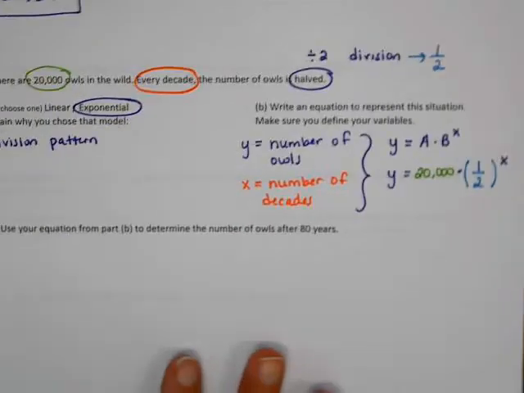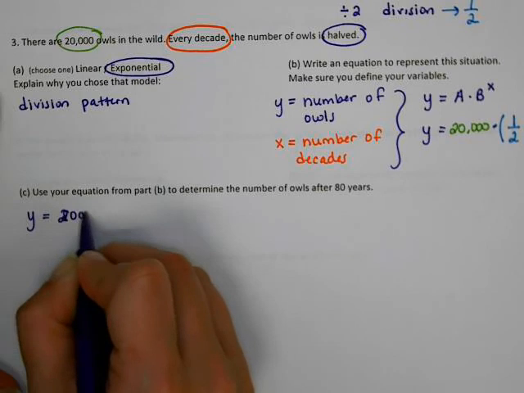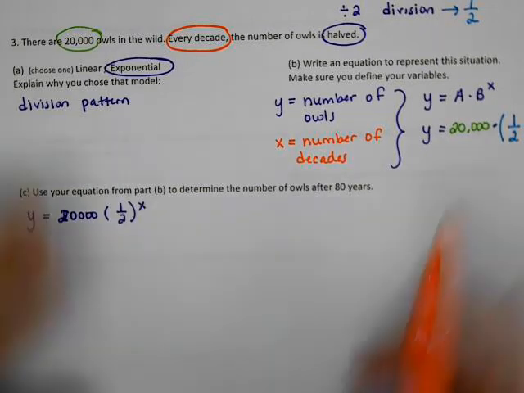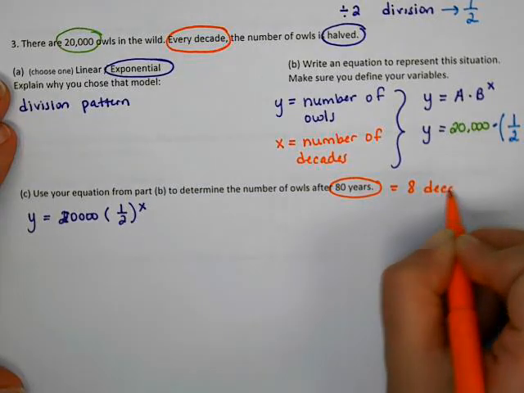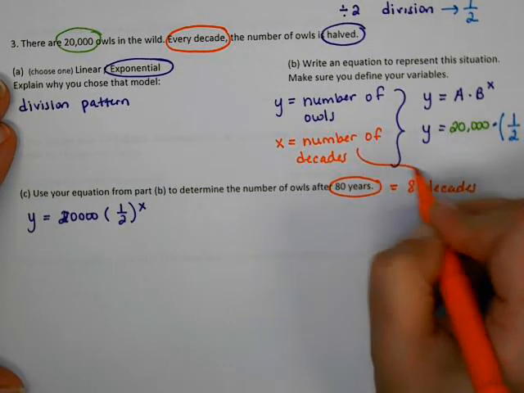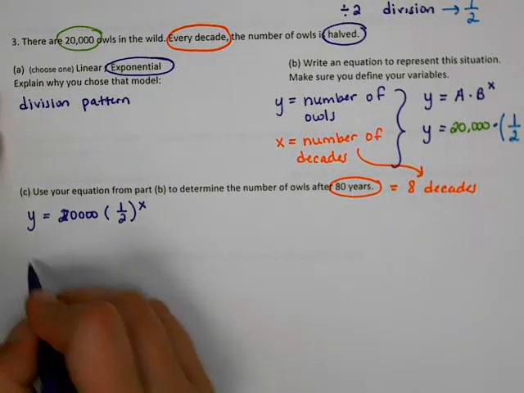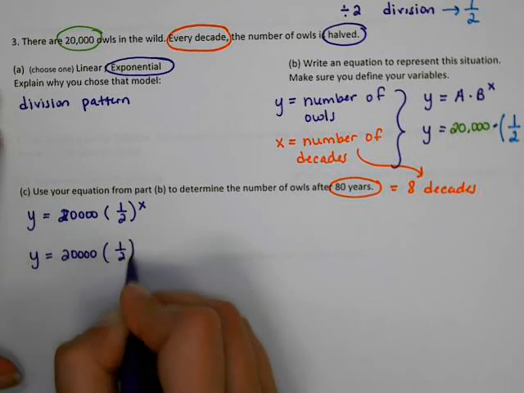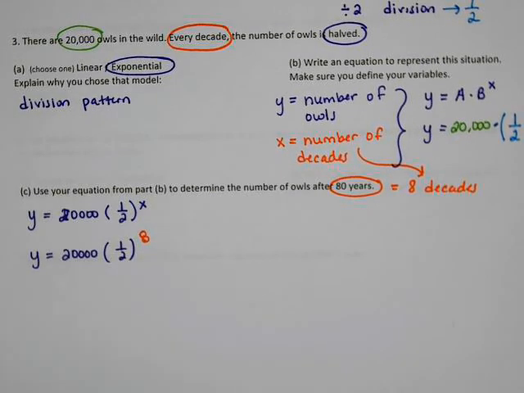So now if we want to use our equation to determine the number of owls after 80 years, I would have y equals 20,000 times 1/2 to the x power. In this problem, 80 years would be 8 decades, because remember, x is the number of decades, and a decade is 10 years. So what I'm going to do now is plug in the number 8 for my x value. And again, I'm going to type this in on my calculator.